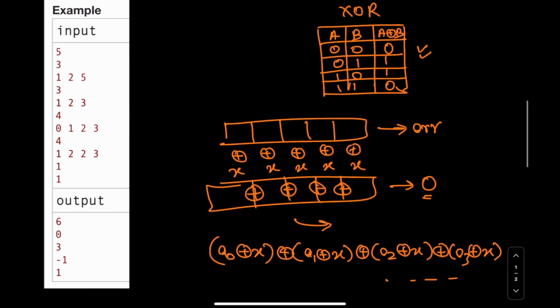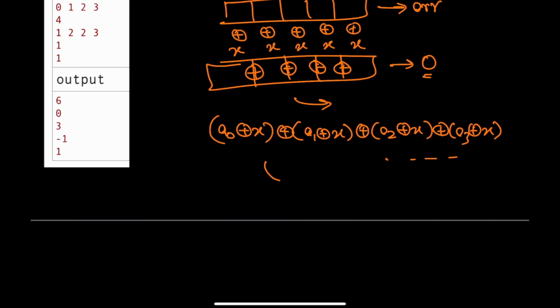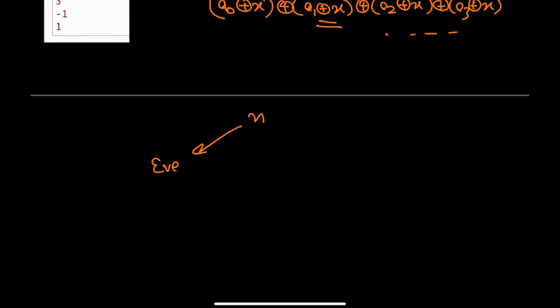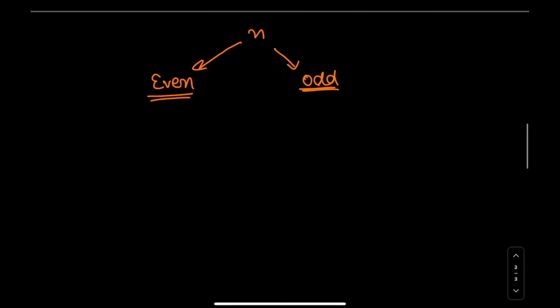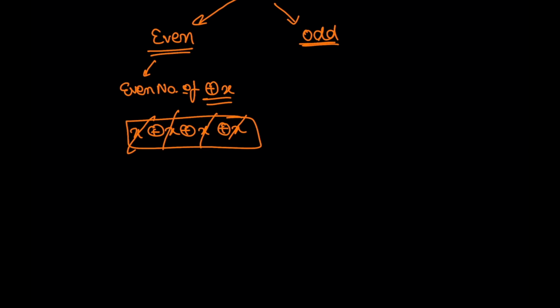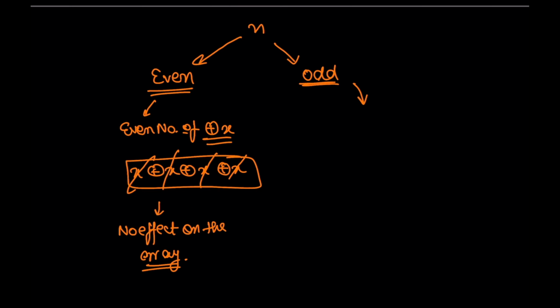Now one thing that we can note here is that if the number of elements in the array is even, that means this XOR x would be occurring an even number of times. Let's say n is even or n is odd. If n is even, then we'll get an even number of XOR x. Let's suppose n was 4, so x XOR x XOR x XOR x. These XORs will cancel each other, so there's no effect on the array. Now if the number of elements is odd, then one x will remain. Let's suppose these pairs cancel out and only one x will be remaining.